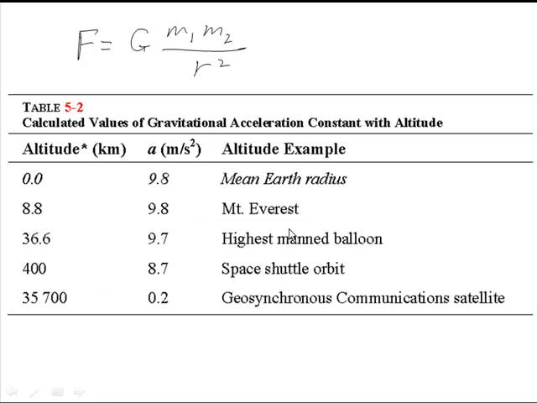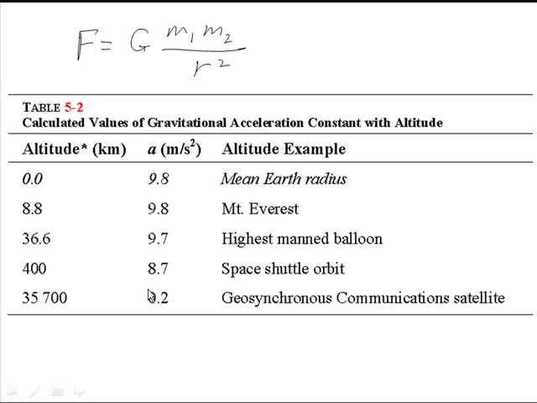If we go to the highest distance that manned balloons ever get to, about 36.6 kilometers, then gravity drops all the way down to 9.7 meters per second squared. Even if we go all the way to the height of the space shuttle, where the space shuttle orbits, gravity only drops to 8.7 meters per second squared. And at that point, we are 400 kilometers above the surface of the Earth. Note, that means that the force of gravity is not zero at the space shuttle's orbit, which means weightlessness is not caused by having no gravity.